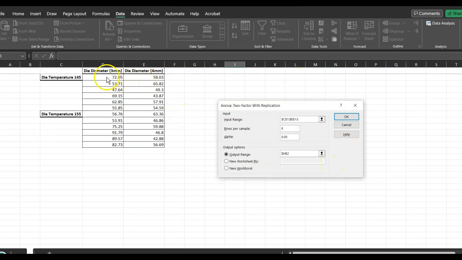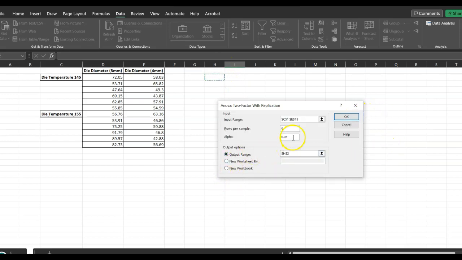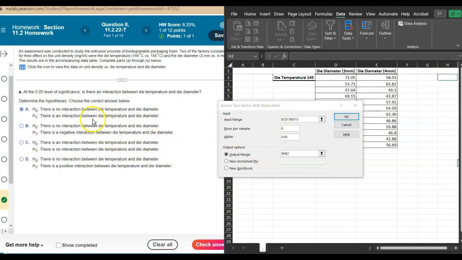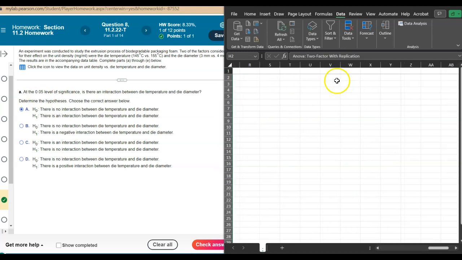That's from 145 to 155. There are 6 replications. I'm going to set the alpha to 0.05. That's the default and is not really important, but the output range is going to be, I think, this one. I believe on the exercise it was 0.01, so let me go again. No, 0.05 is fine. Okay, run the test. I get the table.